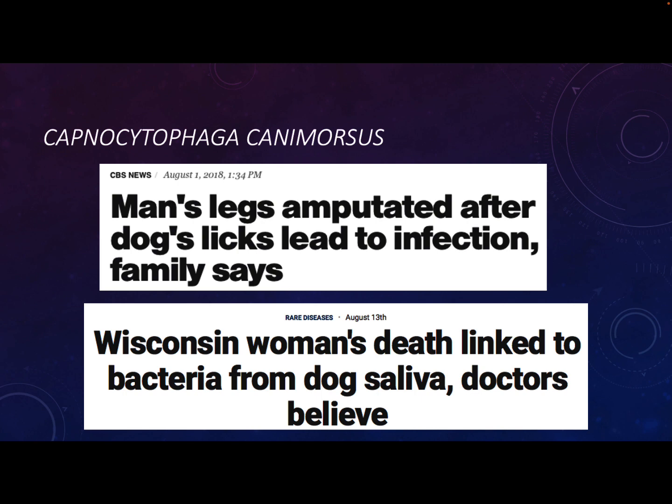So you will see relatively commonly patients who have infections, they'll report lose their toes, lose their fingers, lose their feet, lose their limbs. Okay? Because that's where you're going to have a lot of the necrosis, you're going to have really significant issues there. And then this one, a Wisconsin woman's death was linked to bacteria from dog saliva.